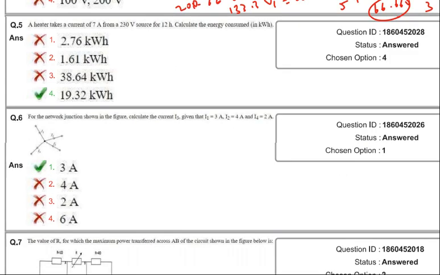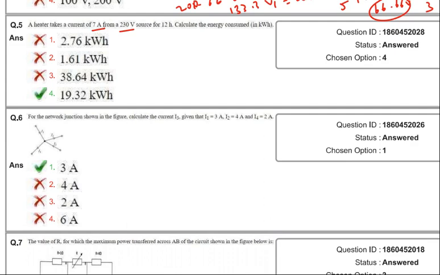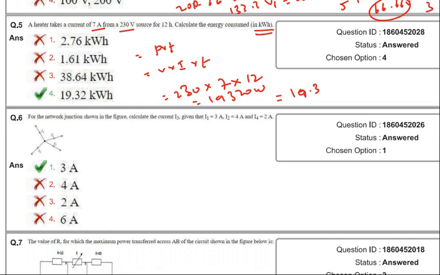Next question. A heater takes a current of 7 amps from a 230 volt source for 12 hours. Calculate the energy. Kilowatt hour is being asked, that is P into T, that is voltage into current into time period. So the voltage is 230 volts, current is 7 amps, and the time period is 12 hours. Just multiply this and you will get the answer, that is 19,320 watt hours, that is 19.32 kilowatt hour. So this is the correct answer.